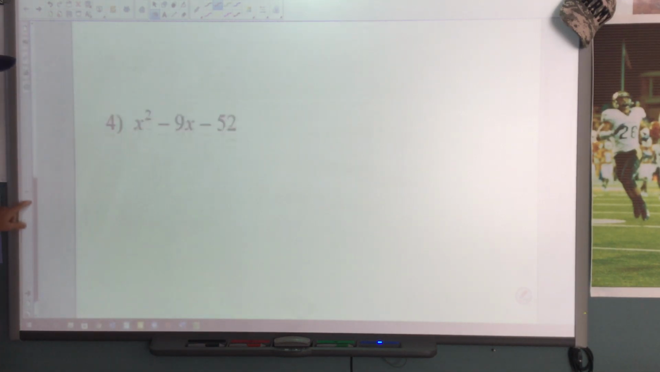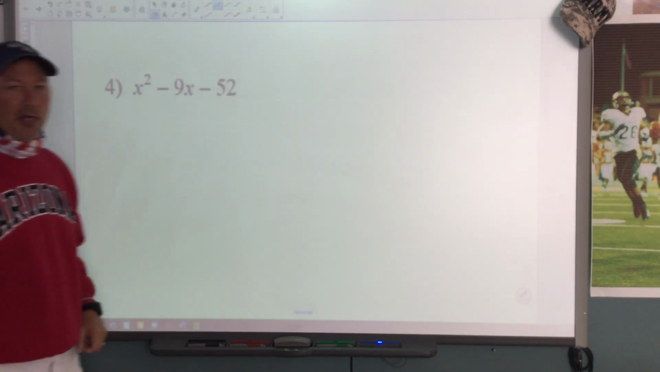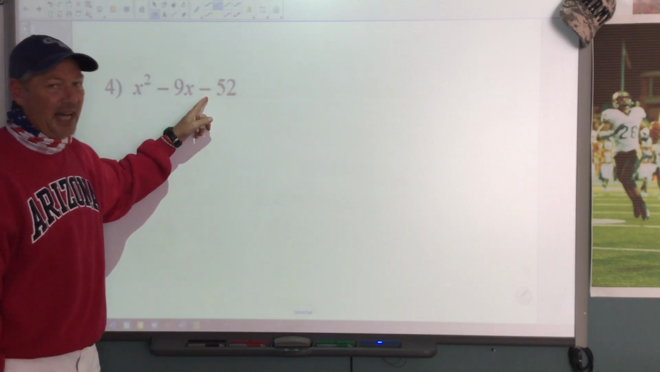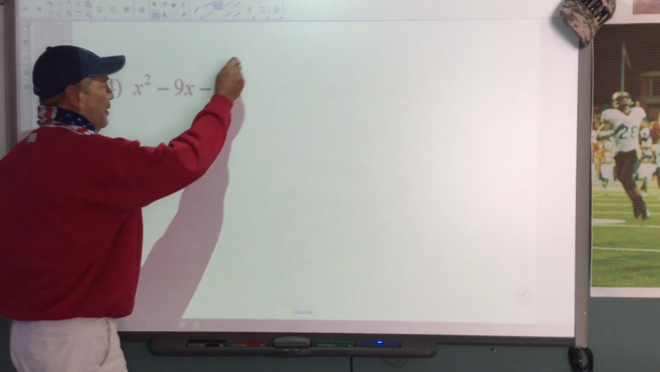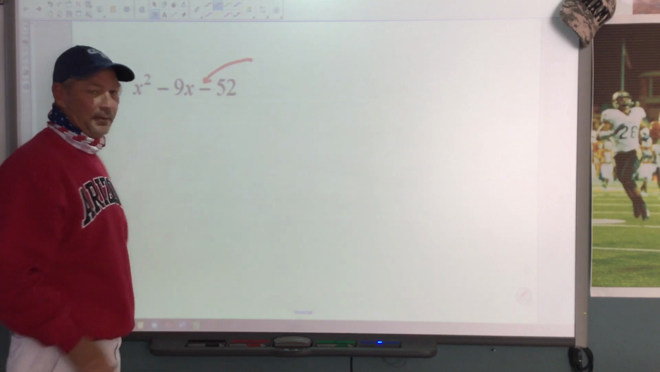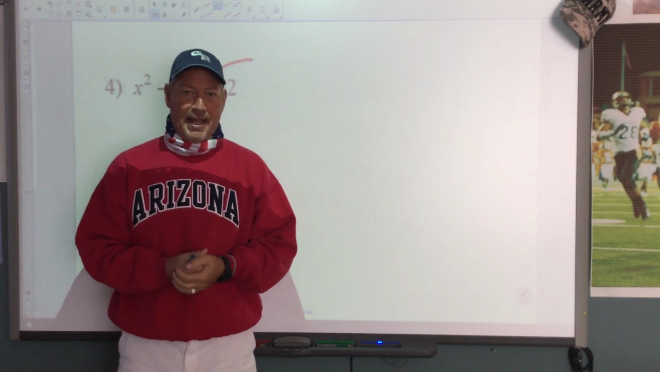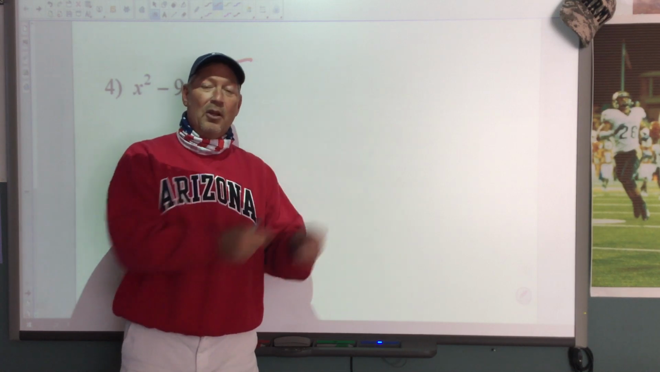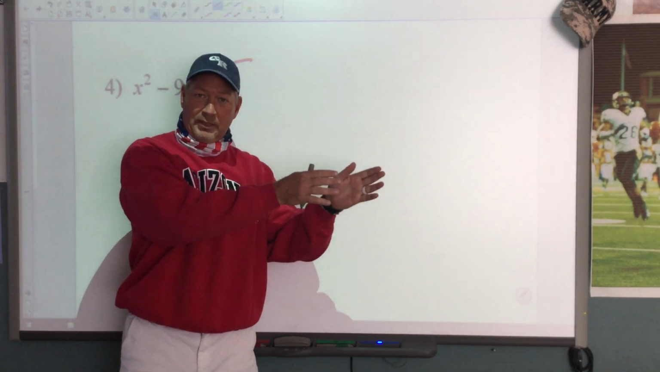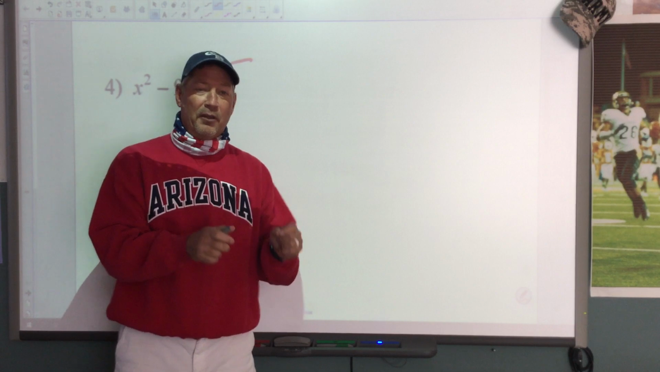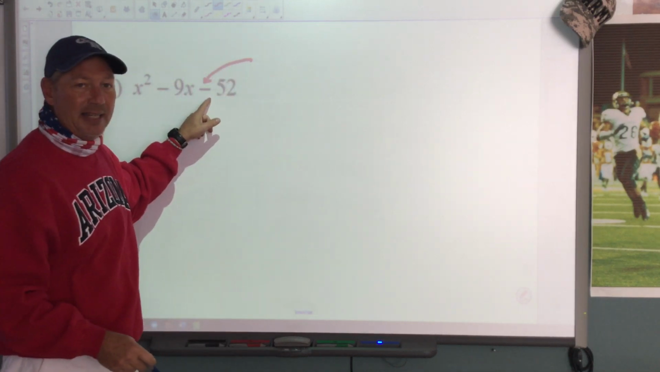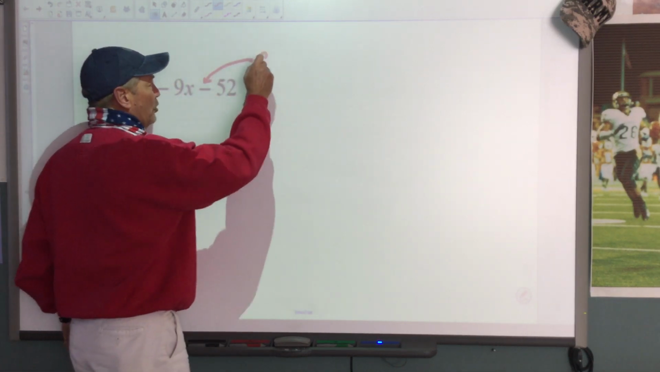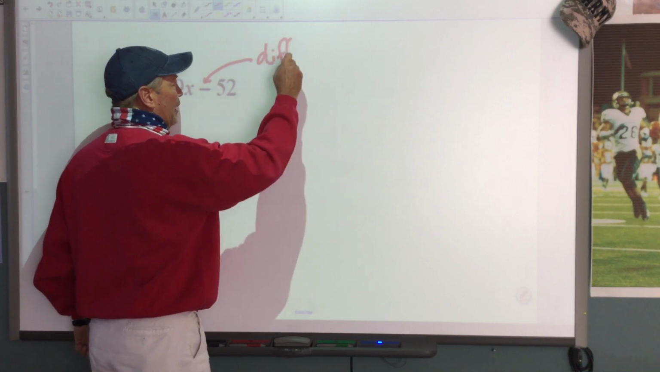All right, another problem. Here's my situation. Now this one is not a plus sign. This sign is a negative sign. Now how do you get a negative when you multiply? Either a positive times a negative or a negative times a positive. The signs have to be different. So when your back sign is a negative, it tells you that your signs will be different.